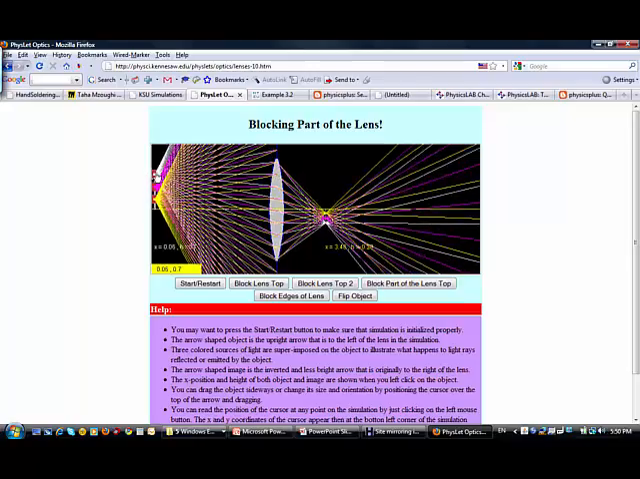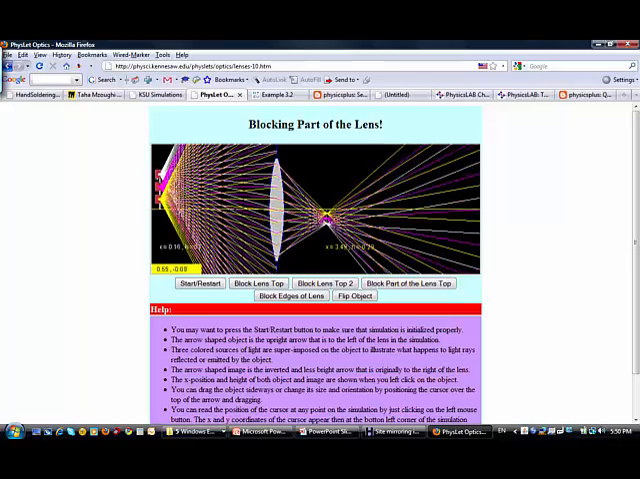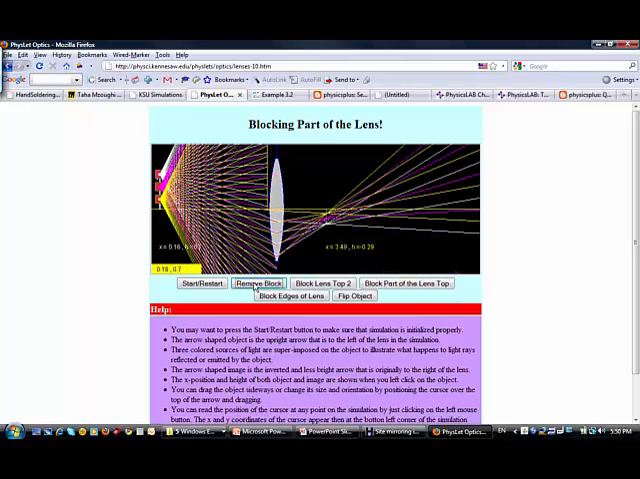Okay, now what we are going to do is block part of the lens. For example, we are going to block the top of the lens. And you notice here, when I block the top of the lens, we still have all elements of the light reaching the other side of the lens to form an image, but a lot less light.